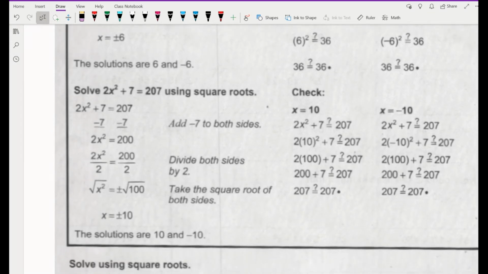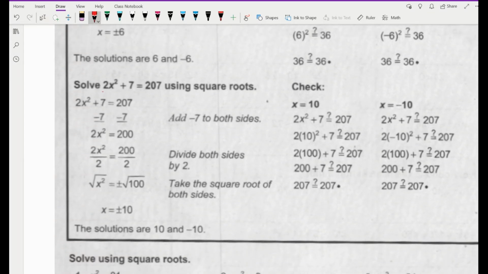Now for the next example, 2x squared plus 7 equals 207. We first subtract 7 from both sides. Once we subtract 7 from both sides, we have 2x squared equal to 200. Now we divide both sides by 2, and then we get x squared equal to 100.